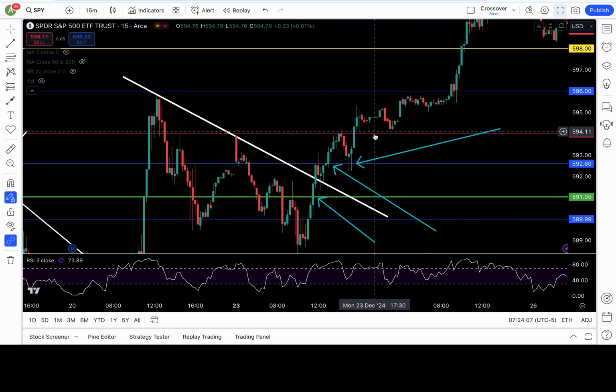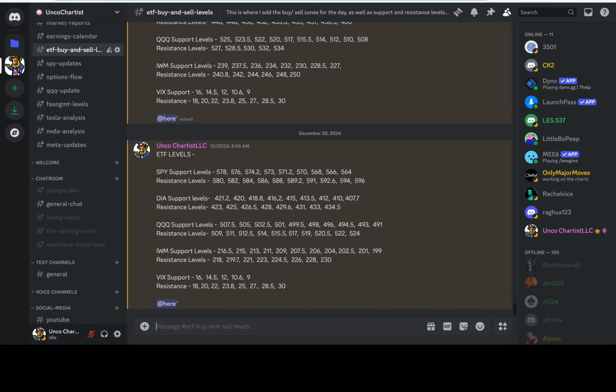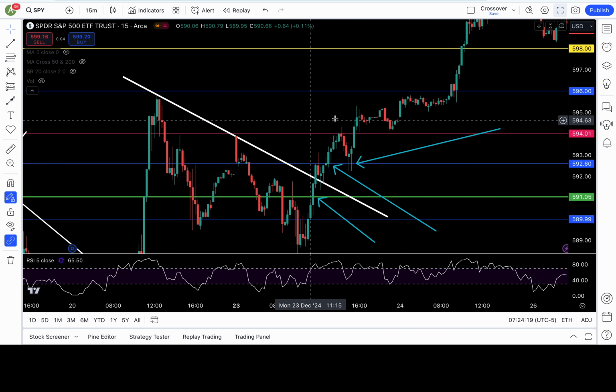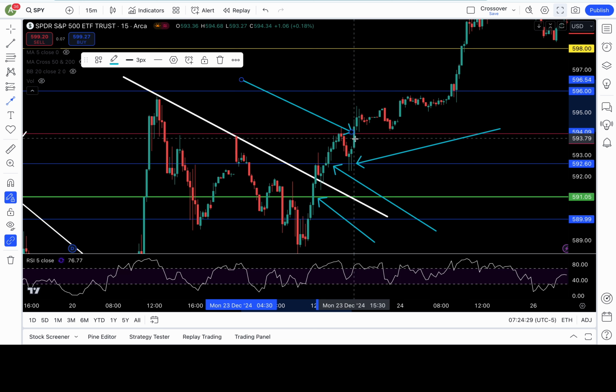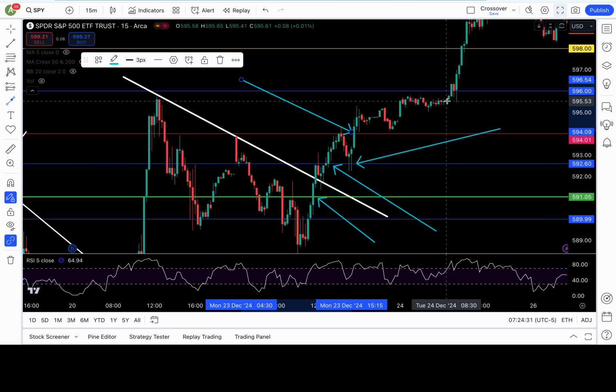And look at that. Hit the next target at 594. All right, 594. If you guys go to right here, my ETF levels. Above 592.6, I had 594 and 596 written down there. So, you see that? 592.6 hit 594. And look what happened. It cleared 594 on the 15-minute chart. Look at that. It continued upwards, guys.